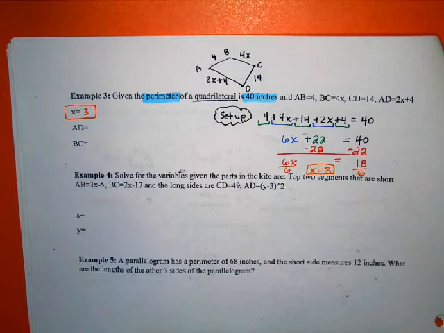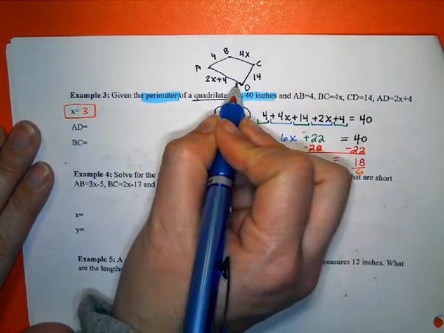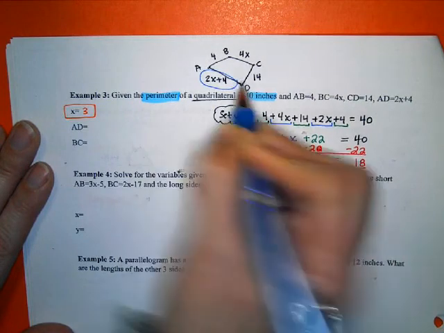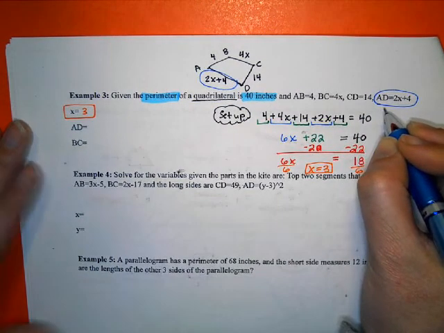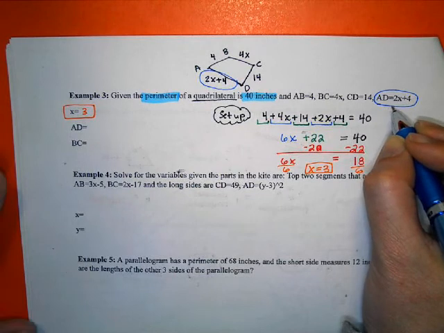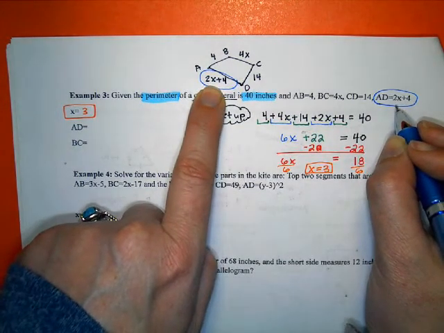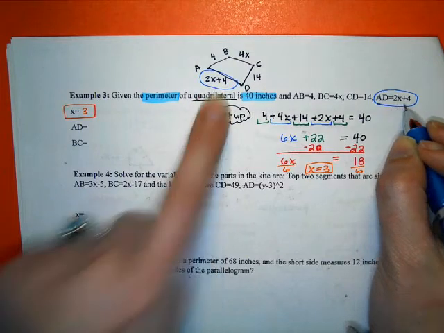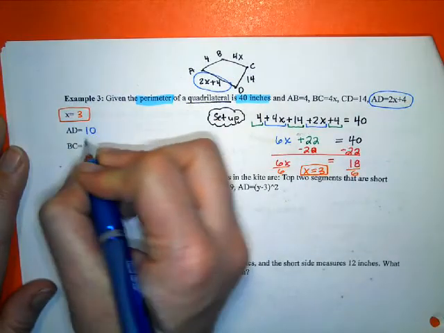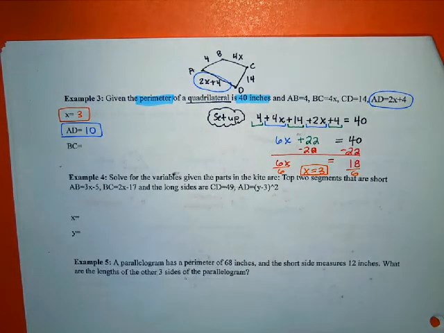How do I fill in the other ones? What do they mean when they say AD? AD. Distance between A and D? I can either use this, or I can use my written out form. You can pick. What happens when you plug a 3 in? 2 times 3 is 6.